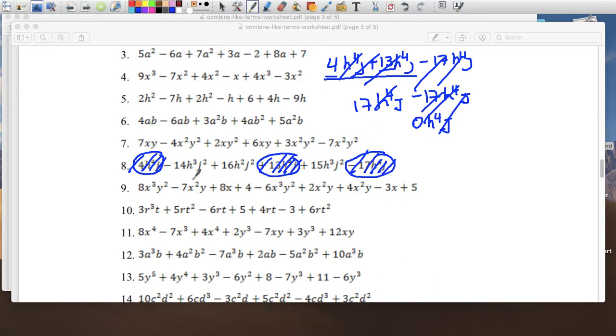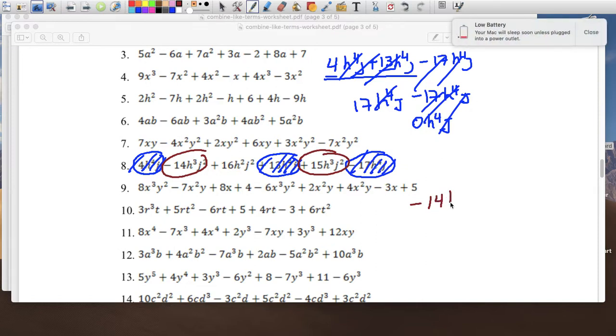In red, I'm going to pick another one. So let's do the H3J2. And that's all the three that are left over, right? So again, let me circle. So H3J2, sorry, it's these two. So I'm going to get negative 14 H3J2 plus 15 H3J2. Are they both H3J2? They are. So if I combine them, it's an addition.